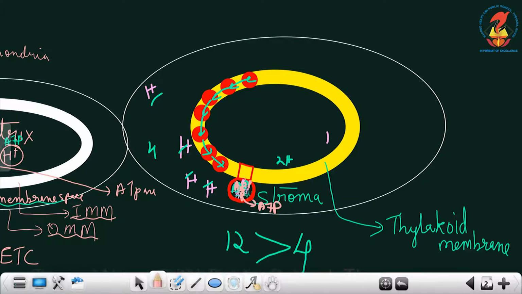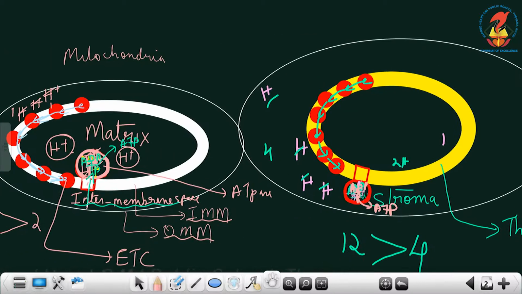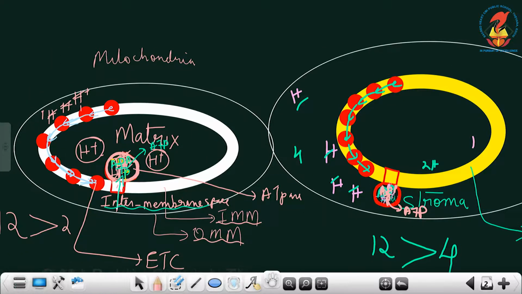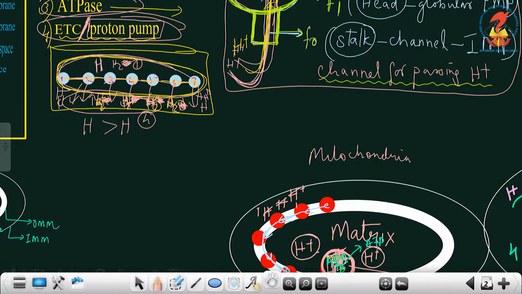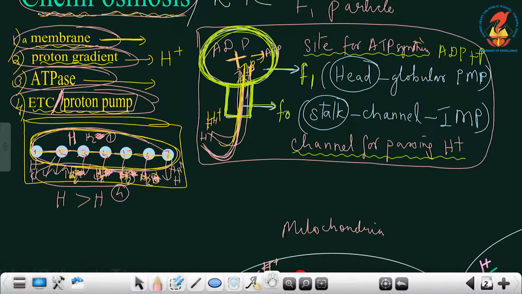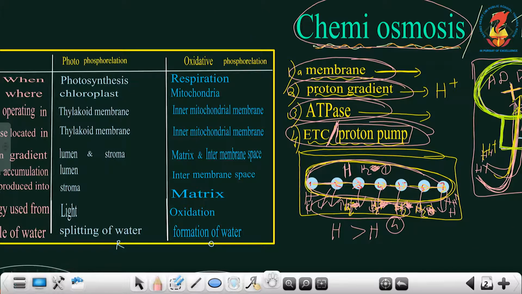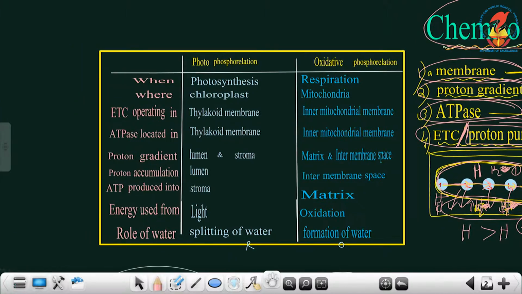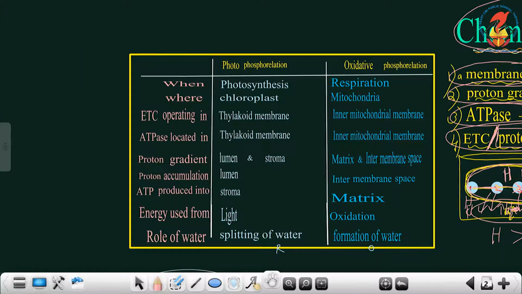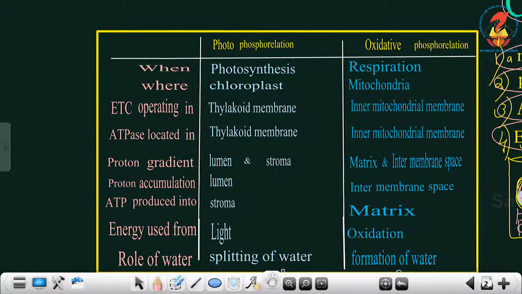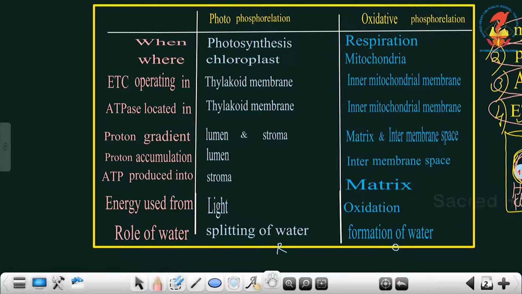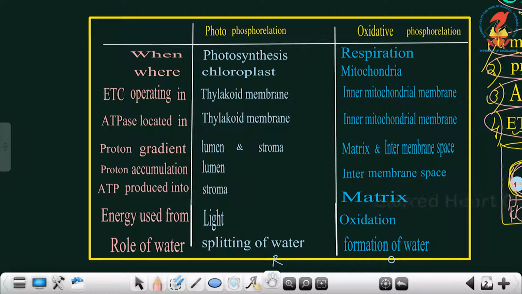Okay. So, I hope you have understood both the diagrams and the purpose of the electron transport chain. Now, with these aspects in mind, we are going to see the differences in both the mitochondria and the chloroplast. This is only an intro video. When we deal with the electron transport chain in detail, this will be more clear.